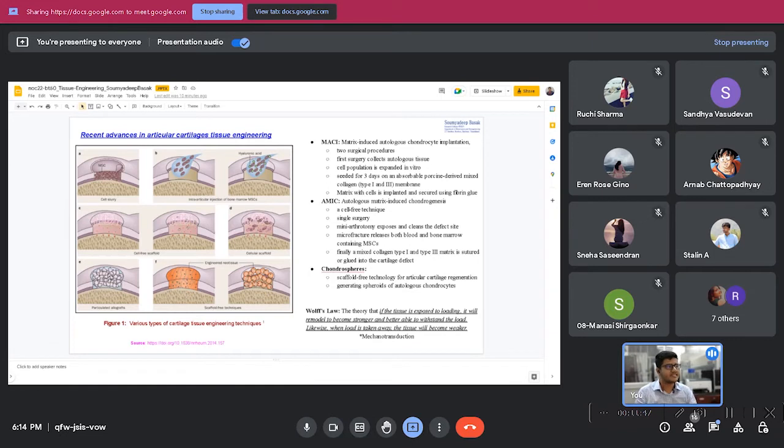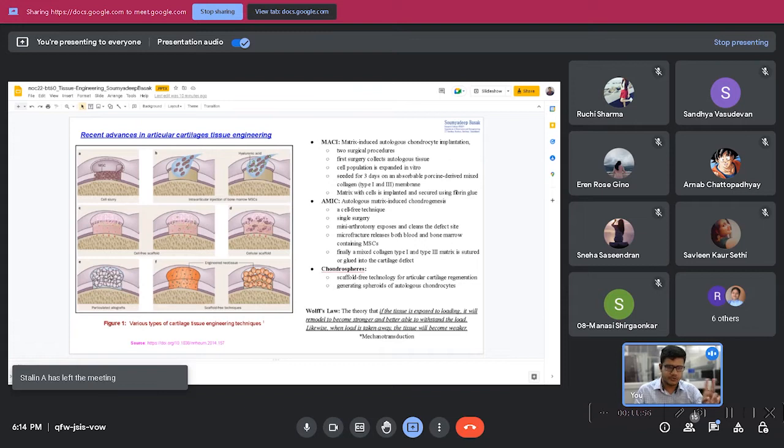the matrix induced autologous chondrocyte implantation. So we have the idea of autologous chondrocyte implantation. It has a two surgery requirement. So one where the cartilage cells will be harvested and grown, and then in the second surgery, they will be put back. Now, in this matrix induced one, we also have to employ an external matrix. Mostly porcine collagen matrix is used.